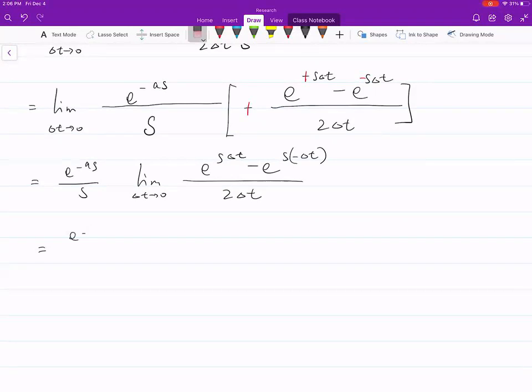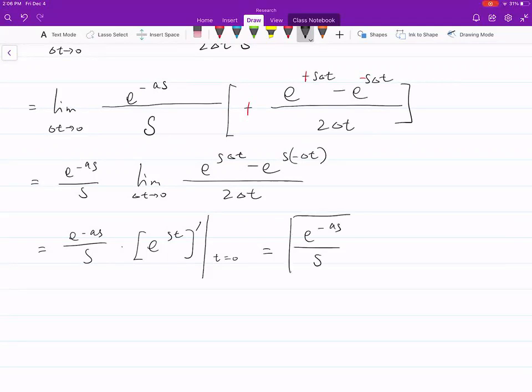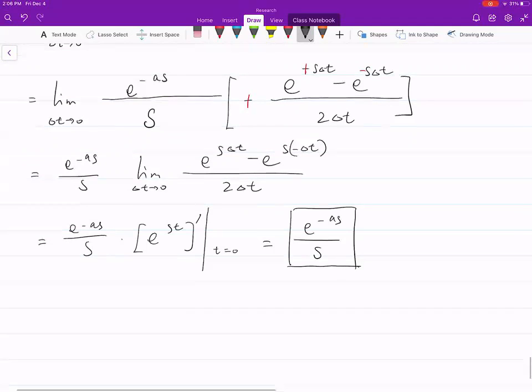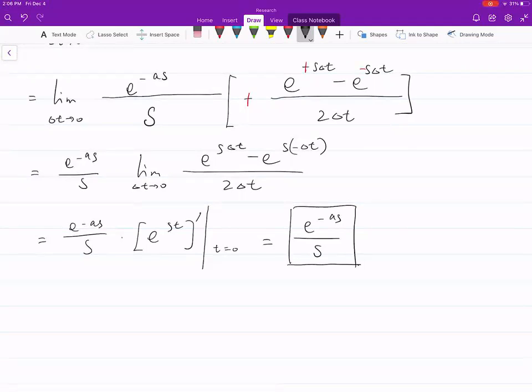I'm just going to write down the answer. We are running out of time. You can figure out what it is. This is basically e to the negative as times the derivative of sinh(s delta t) over delta t, that's the difference quotient at t equals 0. So finally, this is just this. Let's finish next time.